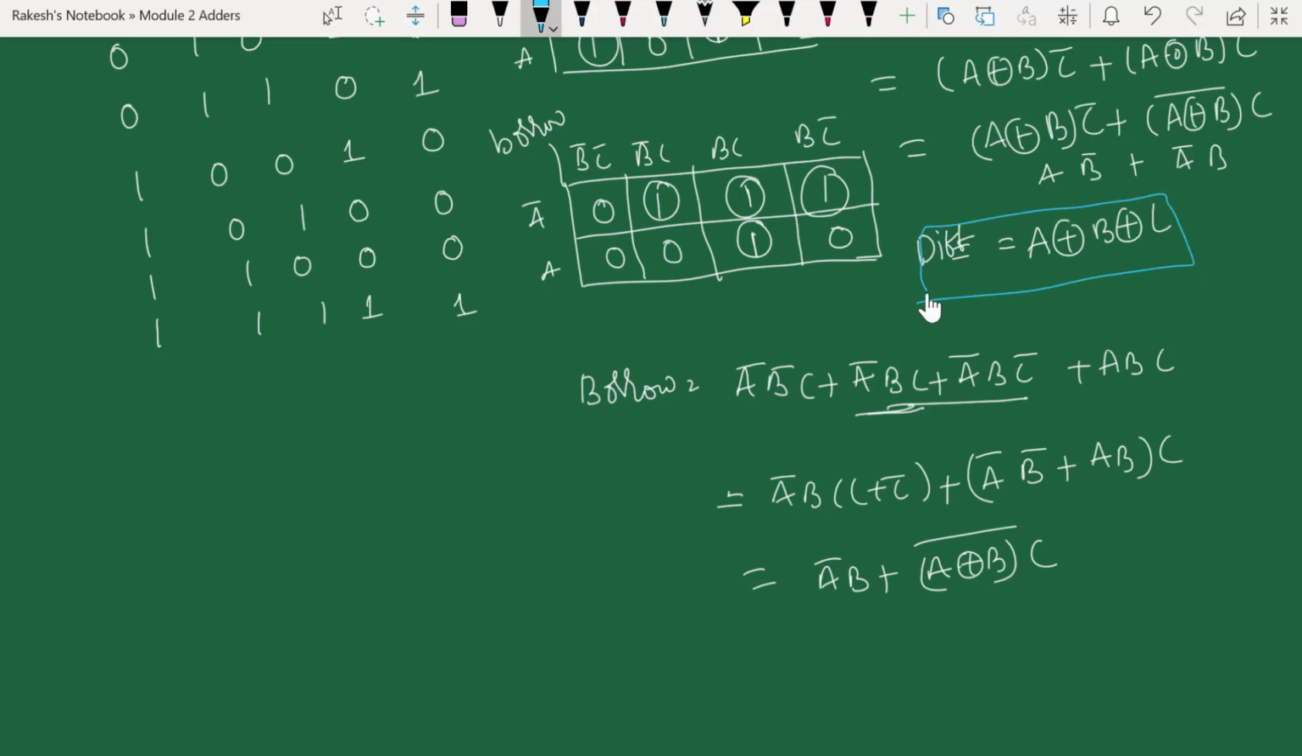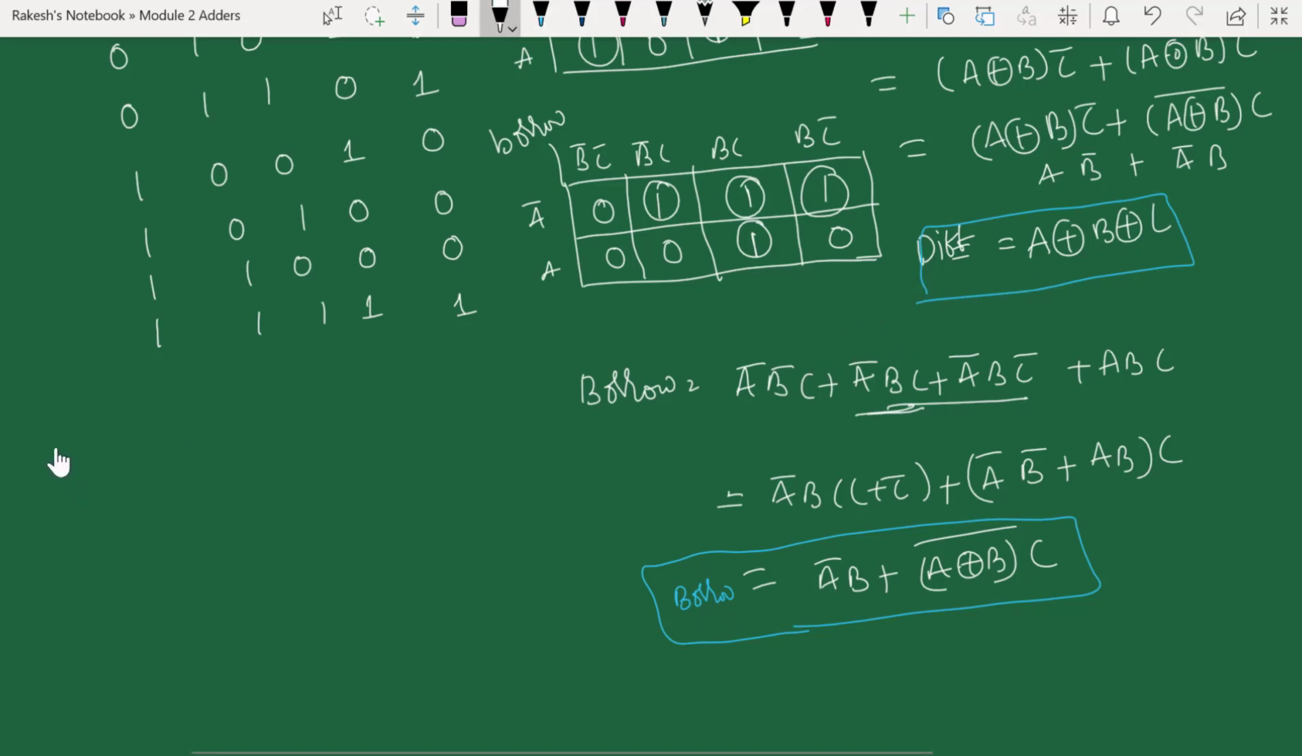instead of taking pairs here, I am taking individual minterms so that I can have an expression which also involves the same output expression as your difference, so that I can reduce my circuit complexity. Otherwise, you can form the pairs, you can do another circuit also. Now it is very clear. I am going to design my circuit.